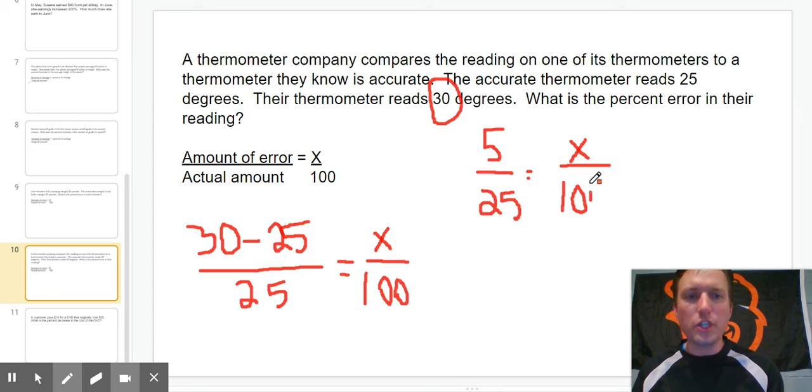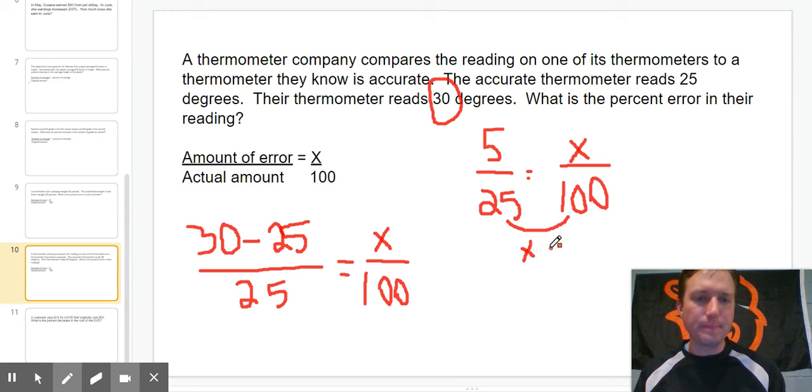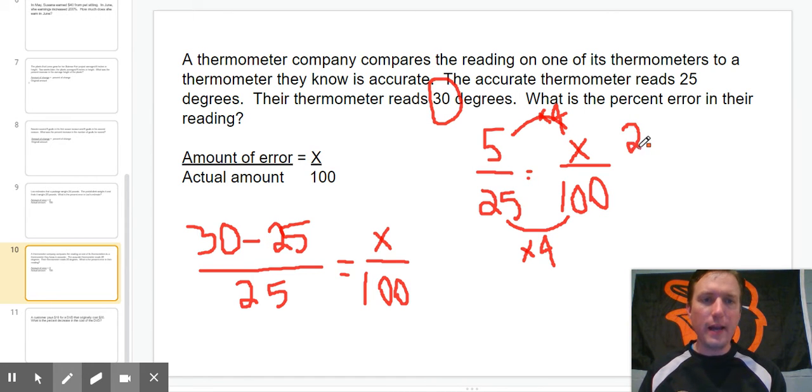This should start to sound familiar because we have been working on this skill. Now, we have a proportion here with a variable. We could solve it one of two ways. We could look at how this 25 becomes 100. Well, 25 becomes 100 when you multiply it by 4. But we know whatever we do in the denominator, we need to do in our numerator. So 5 times 4 gives us a product of 20. So what this means is the percent error would be 20%.